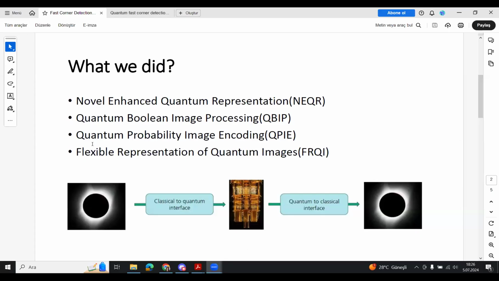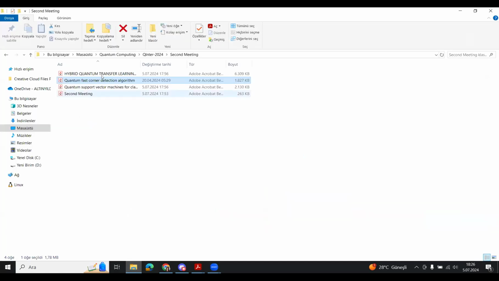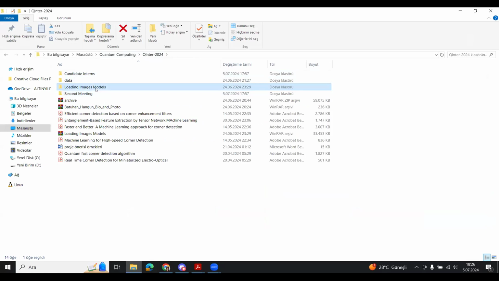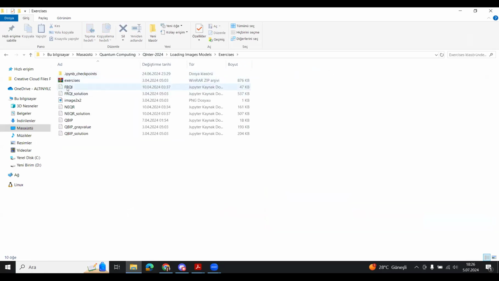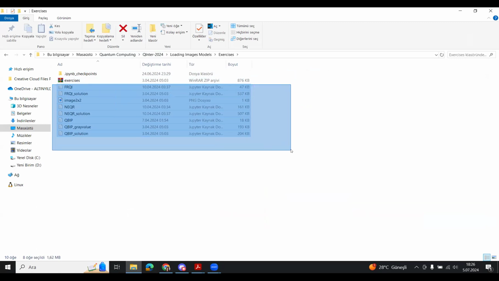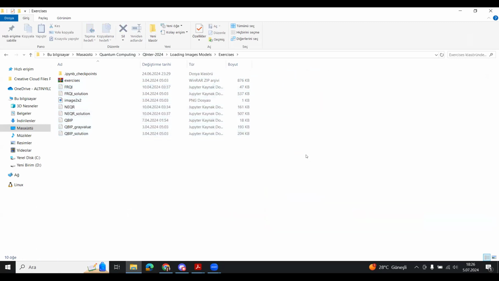I will continue. Actually, I shared with all of you the original codes for the modern image models. There are three models' codes. Everybody can use these codes for loading the images. Maybe it helps all of you.